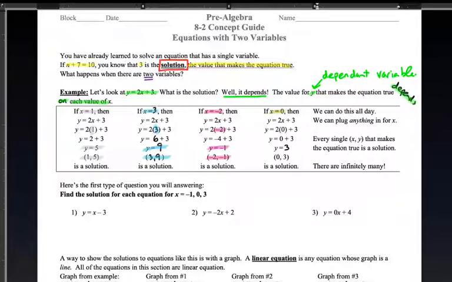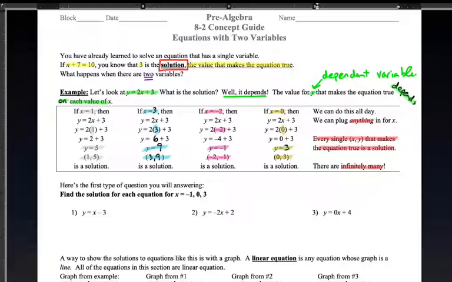What if x is 0? Well, then 2 times 0 is 0, plus 3 is 3. So (0, 3) is a solution. We can do this all day. We can plug in 1,000. We can plug in 0.01. We can plug in 7/9. You can plug in any number, and whatever x is will create some value for y. All of those are solutions to this equation. Every single one of those points. These are just 4 of infinitely many solutions.